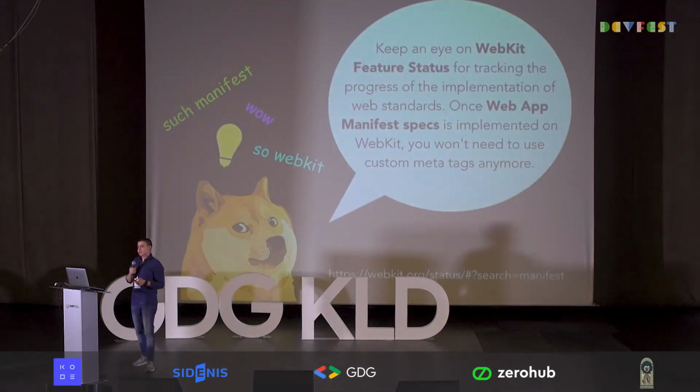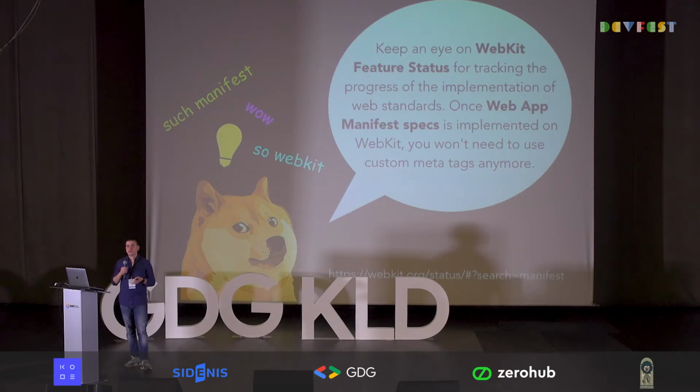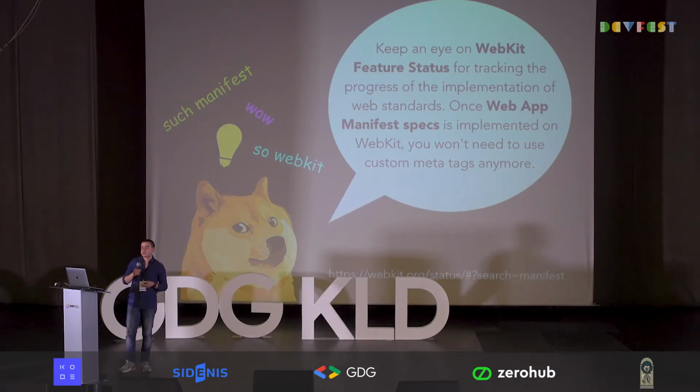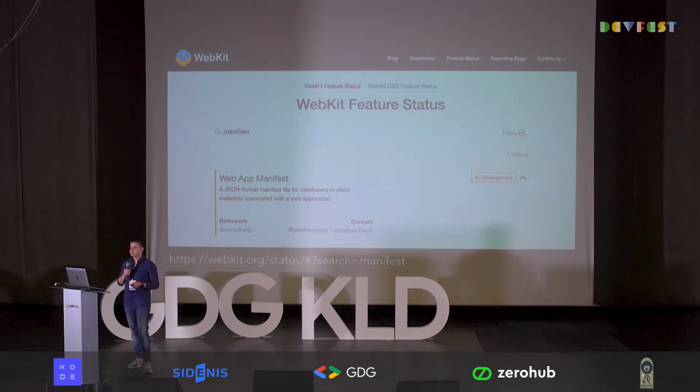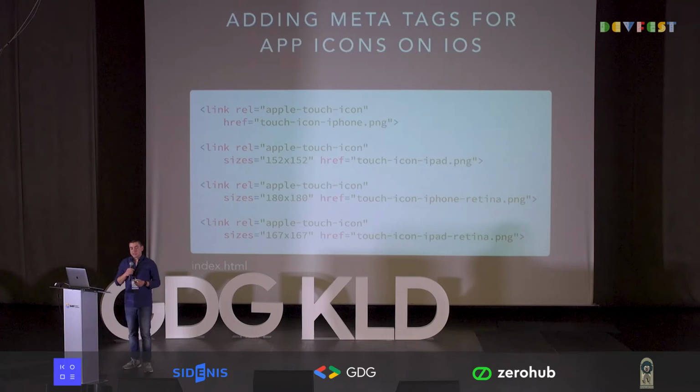But as an advice from Doggy, you should keep an eye on WebKit feature status for tracking the progress of implementations of web standards. Once the Web App Manifest standard is implemented on WebKit, it would be possible to not provide these custom meta tags to provide theme color or icons for your progressive web app. You can track the progress of such API development by visiting this link. It's currently in development stage. But until then, we need to add these custom tags.